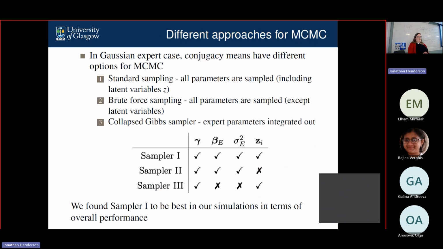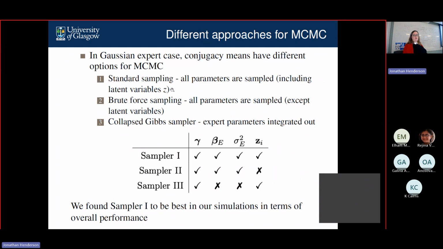Okay, so this I'm not going to say too much about. We looked in Ivana's thesis at three different ways of sampling these things. The standard sampling is, we have these latent variables, these allocation variables, and we sample from those, and we sample from gamma, beta, and sigma squared. The second sampling we looked at was the brute force. So we don't actually include latent variables at all. We have that nasty sum for the likelihood, and it becomes quite expensive to calculate all of these things.